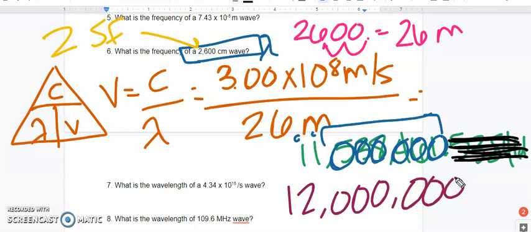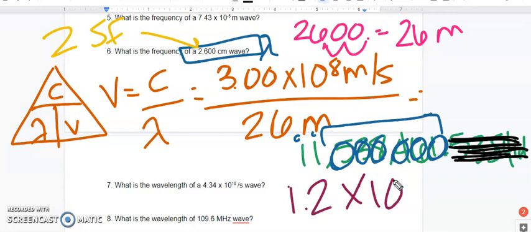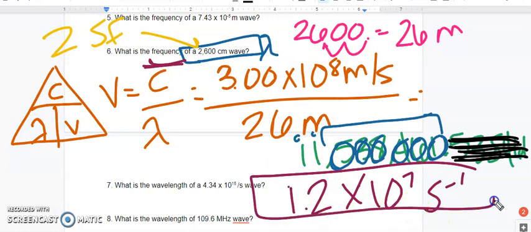Now personally, I probably would have put this in scientific notation. So if I'm going to scientifically note this, my answer is going to be 1.2 times 10 to the 7. Now remember, we were solving for frequency, so it's going to be per second, or it could be hertz, or it can be seconds to the -1. All of those are interchangeable. So this would be my answer.